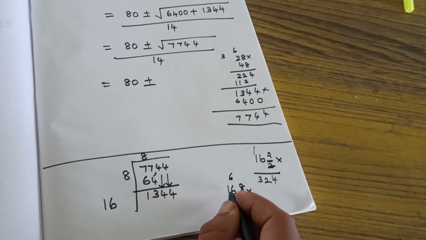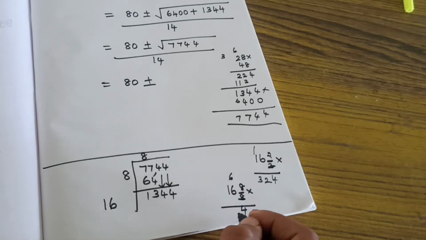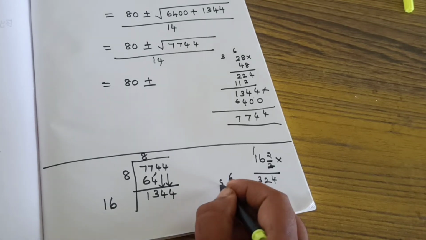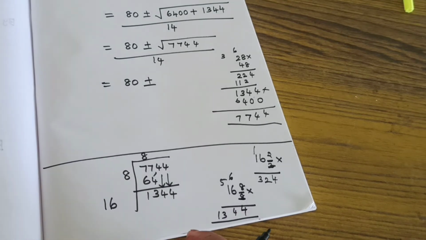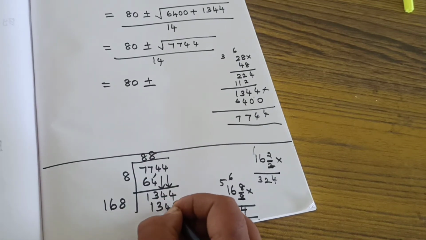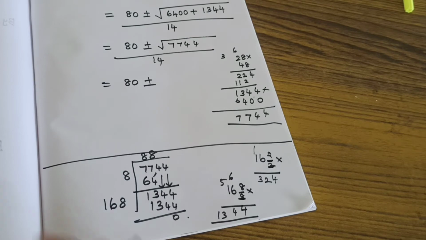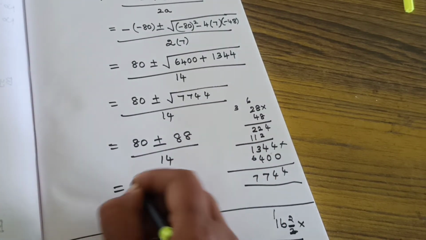64. Then 48 means 54, no. So 5. Then again 13. Coming correctly, no? So what is the answer? 8 and here also 8. 1344. We are getting the correct answer. So what is the answer here? 88 divided by 14.